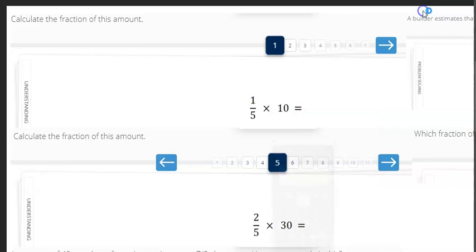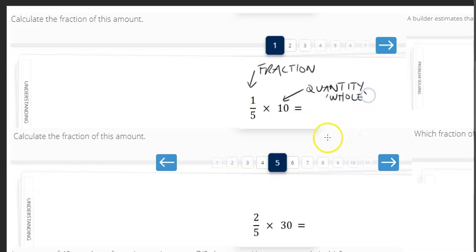So right now, we've got a question here. We're going to calculate the fraction of this amount. So one of these amounts is obviously a fraction, and the other one is considered a quantity. In this case, the 1/5 is the fraction, and the 10 here is considered the quantity. And quantity just means a whole amount, okay? It is a whole amount. And you can't have quantities that are given in the form of a fraction or a decimal.